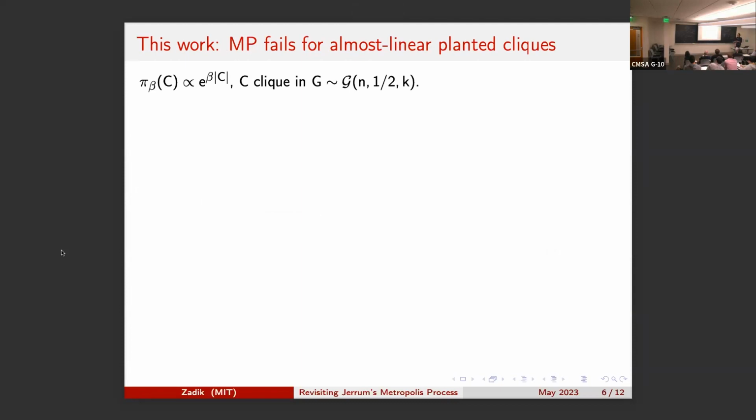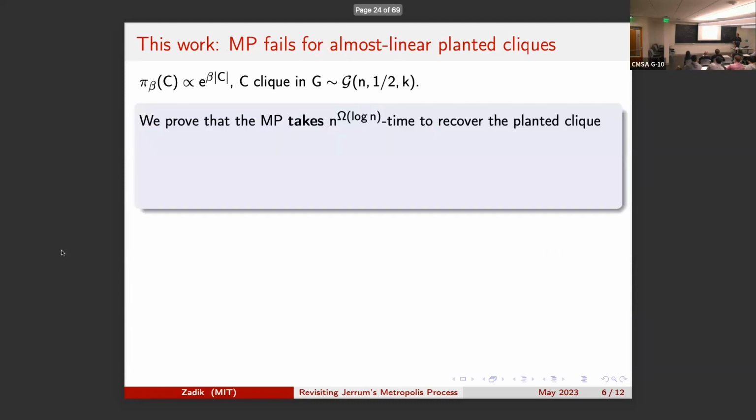We basically understood that the Metropolis process actually fails well beyond root n, and it fails all the way to almost linear sizes for the planted clique. That's more or less the message. Let me explain what the issue is. We prove that the Metropolis process takes quasi-polynomial time to recover the planted clique. Let's make this more explicit.